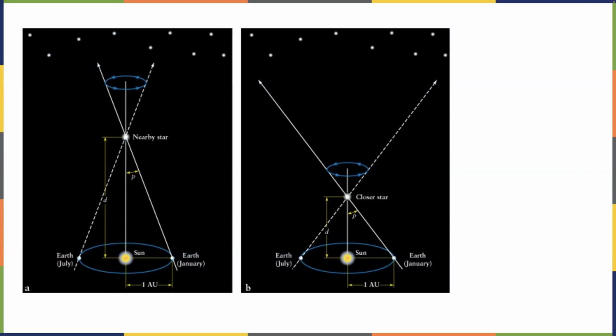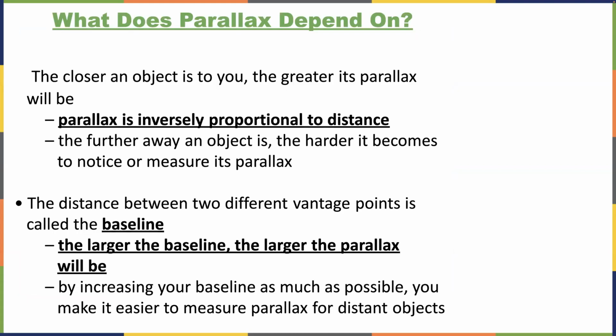So this is why you cannot use parallax angle measurements to measure the distances of all the objects in the universe. Because if certain stars or other objects are so far away from us, this parallax angle will become very, very small, and because of that it will be hard to measure, right? So that is the idea, and that's what I have mentioned here. The closer an object is to you, the greater its parallax angle. So the parallax angle will be greater if the object is closer, and the parallax angle is inversely proportional to the distance, as I told you.